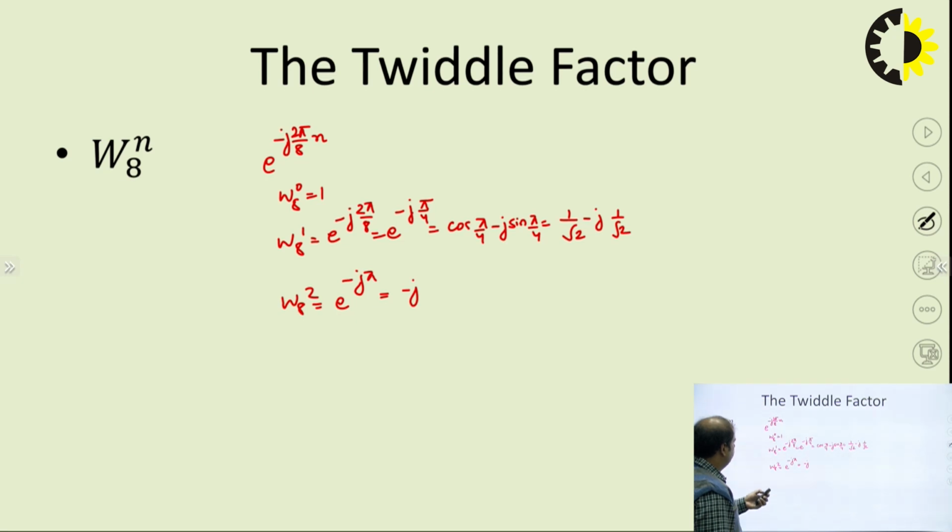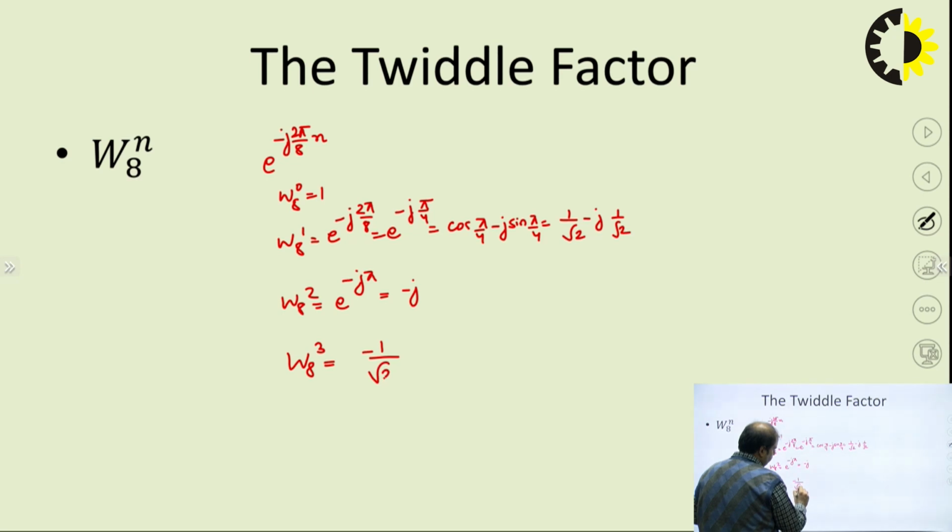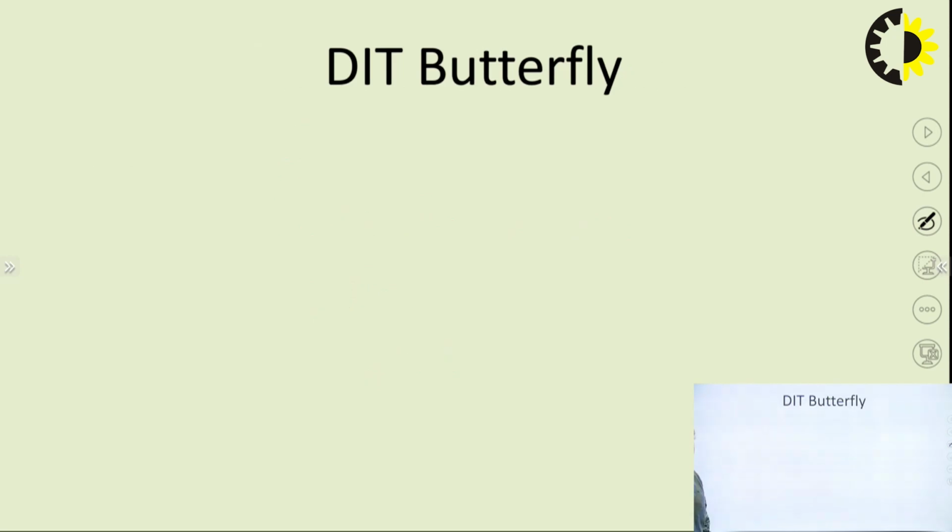And then we will have w8 raised to the power 3. So this will be just the complex conjugate-like counterpart of it, which will be minus 1 by root 2 and minus j 1 by root 2. So using these 4 values we can always evaluate the butterfly diagram.